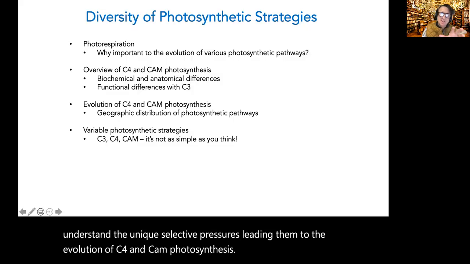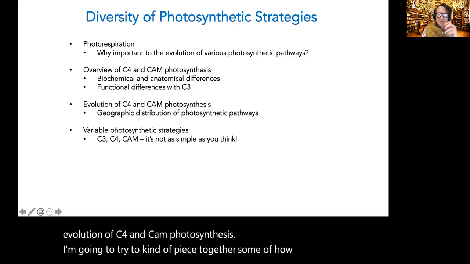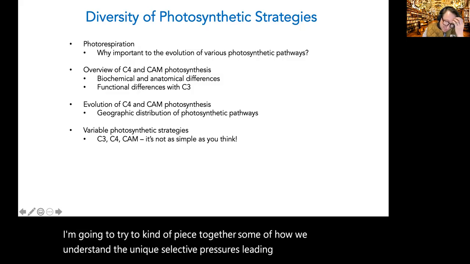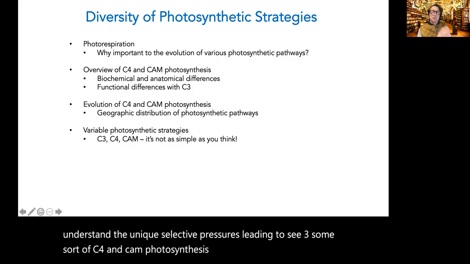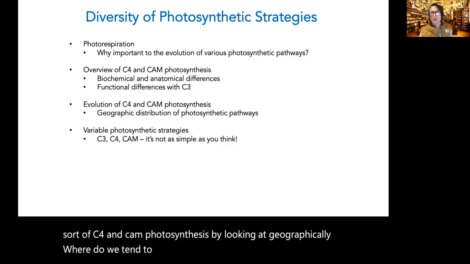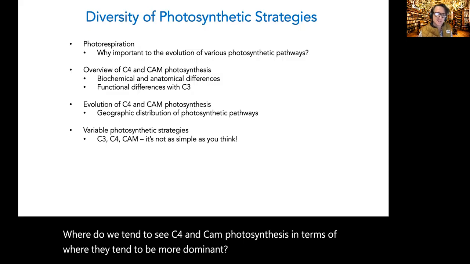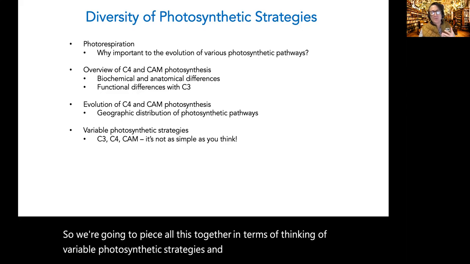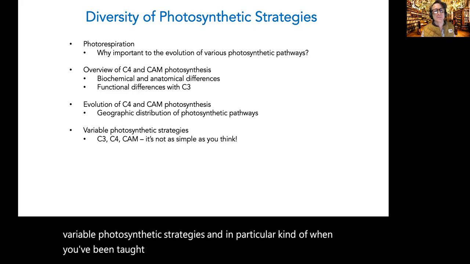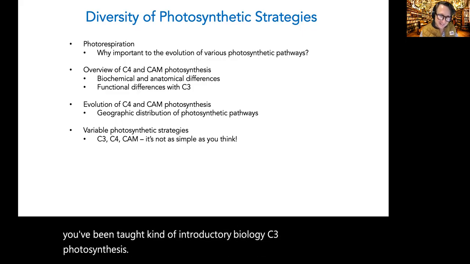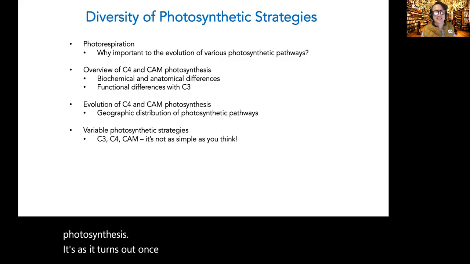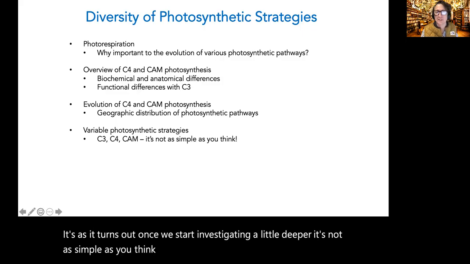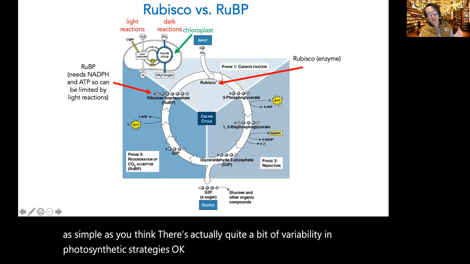And we're going to try to piece together how we understand the unique selective pressures leading to C4 and CAM photosynthesis by looking at geographically where we tend to see C4 and CAM photosynthesis, in terms of where they tend to be more dominant. So we're going to piece all this together in terms of thinking of variable photosynthetic strategies. Okay? And in particular, C3 photosynthesis, as you've been taught in introductory biology, once we start investigating a little deeper, it's not as simple as you think. There's actually quite a bit of variability in photosynthetic strategies. Okay, so big picture, stepping back.